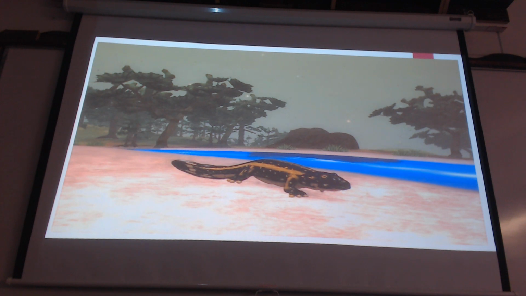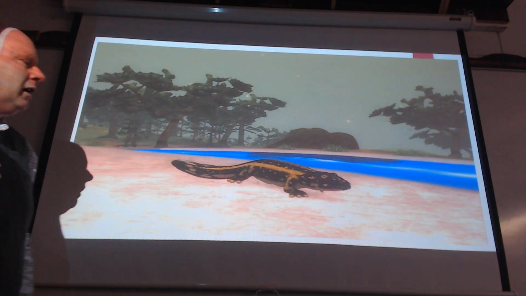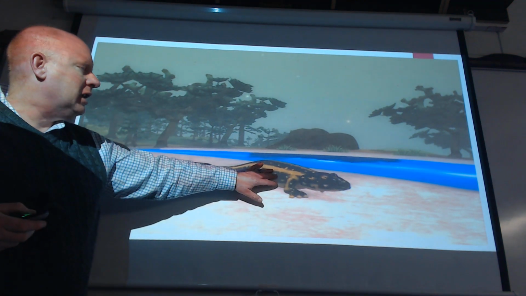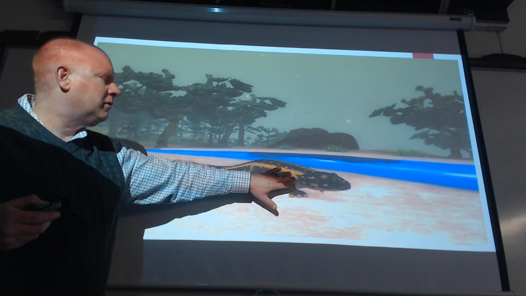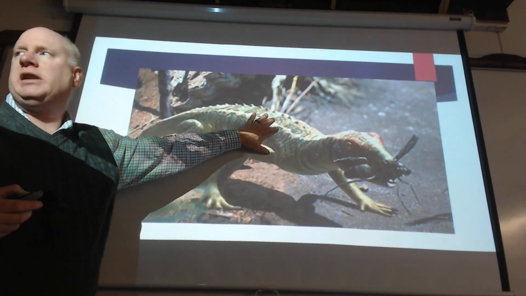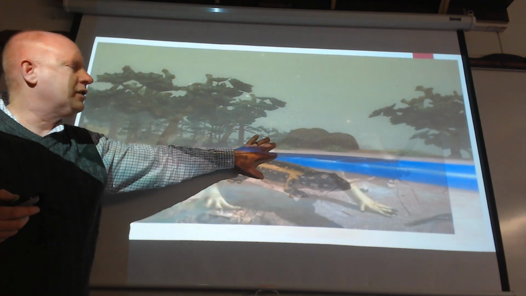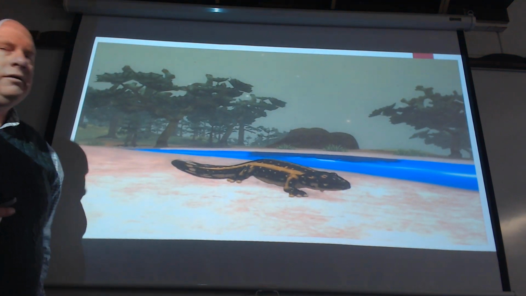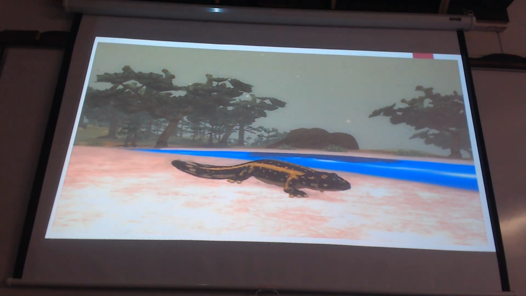Okay, so webbed feet, that's true. You can actually see it's tied to water because you can see some water in the background. But what is significant about the skin of this animal as opposed to this one? This is scaly. This, however, is what? Is it a tetrapod? It is.